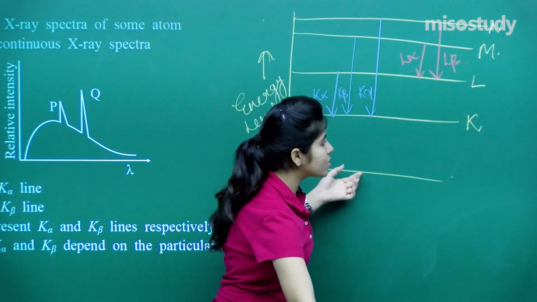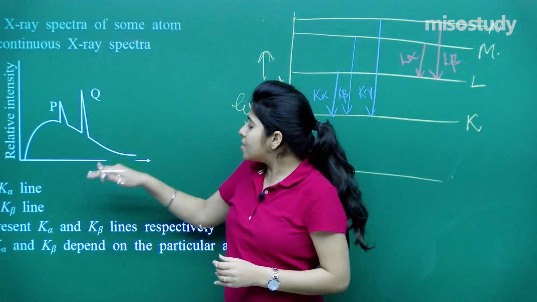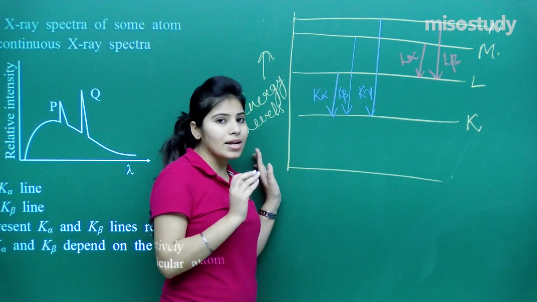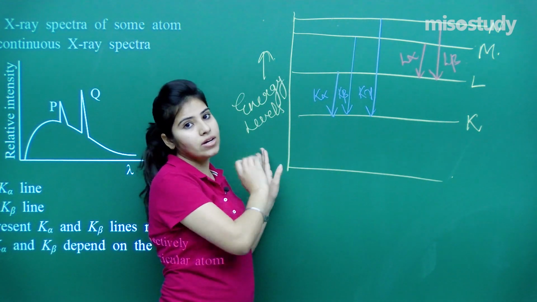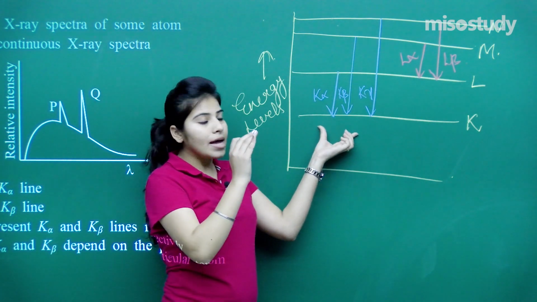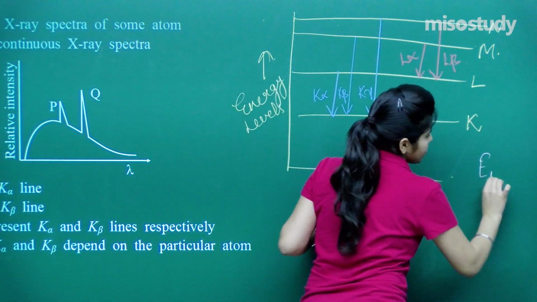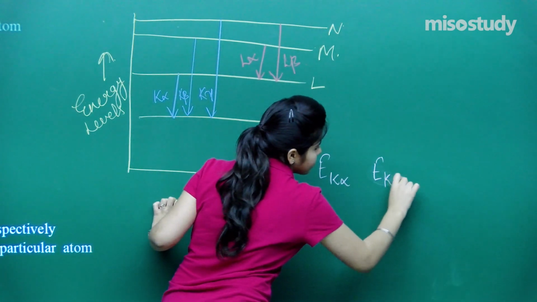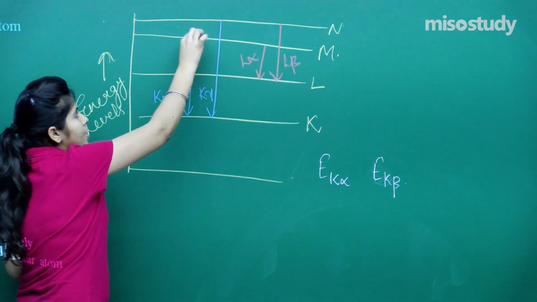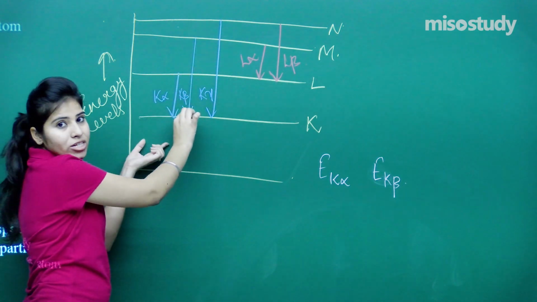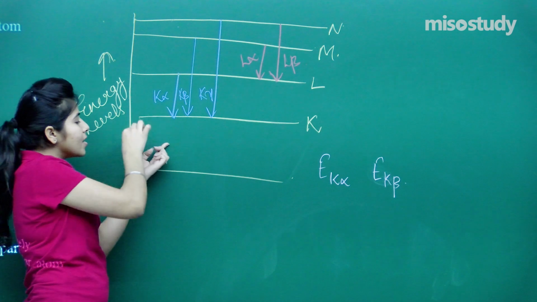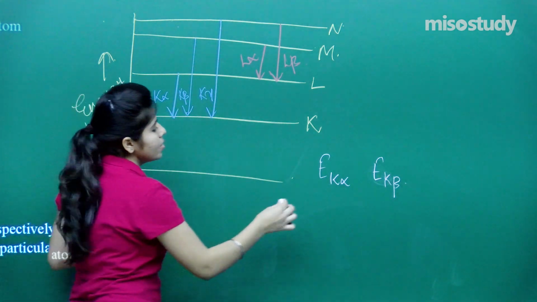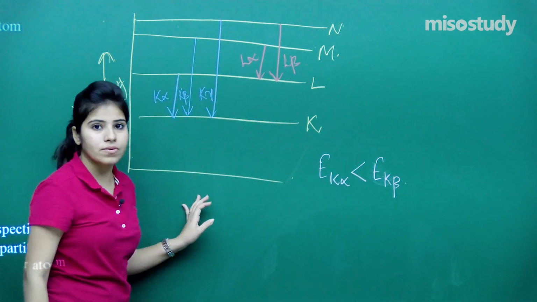Now, what I have to show you is that in this graph we have been given lambda, while the graph that I have drawn before you is for energy. You can see the energy of K alpha and K beta. What is the relation between them? You can see here K beta has more energy than K alpha, because this is the energy axis.